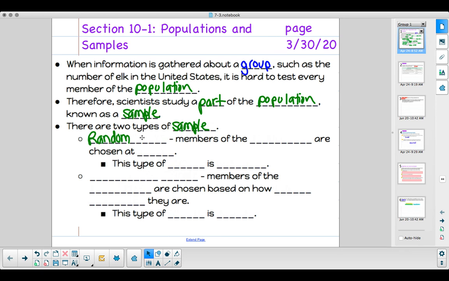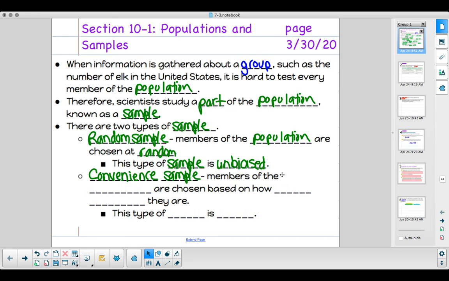The first is called a random sample. A random sample is literally when the members of the population are chosen at random. So there's no particular reason why they were chosen. It was just a randomly picked selection. This type of sample is what we call unbiased. And an unbiased sample is what we want when we're doing samples and surveys. We don't want there to be any bias in the population sample that we're using.